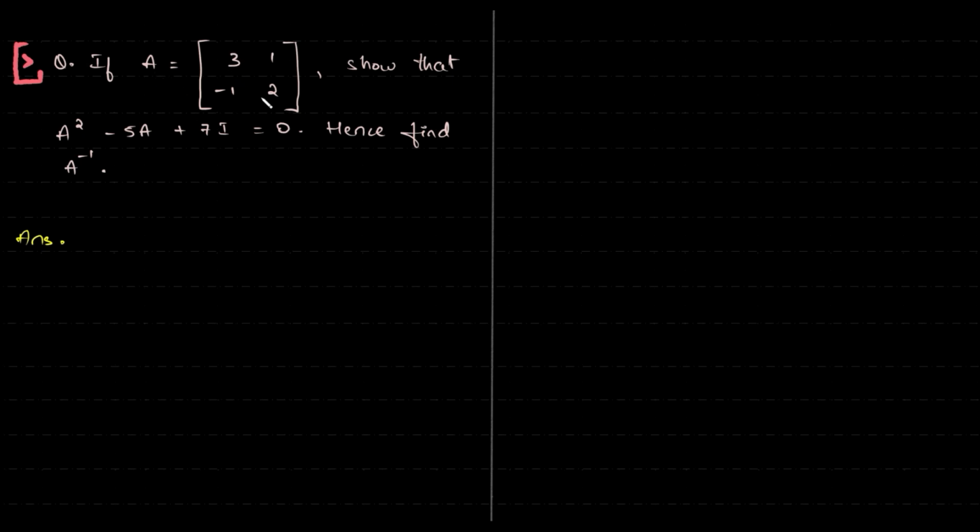If A is the following set of values, show that A squared minus 5A plus 7I is equal to 0, and also find A inverse. First thing first, we'll find A square.